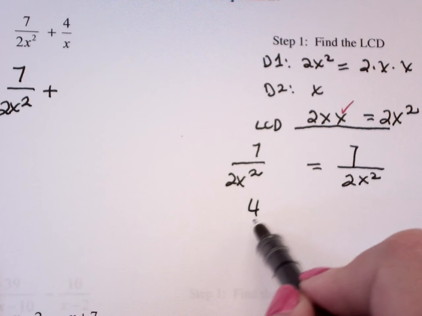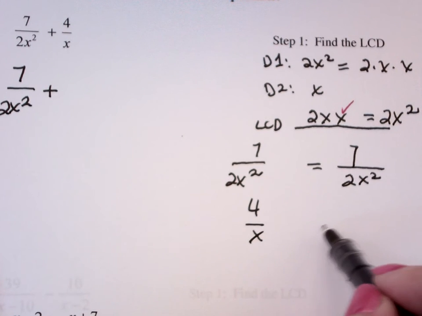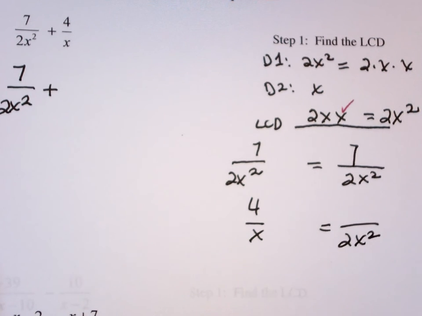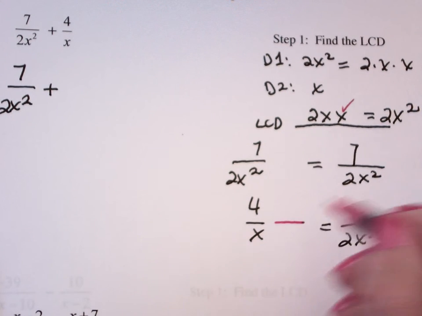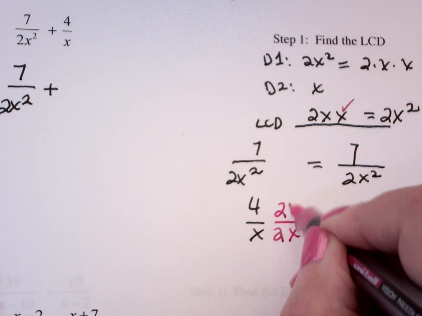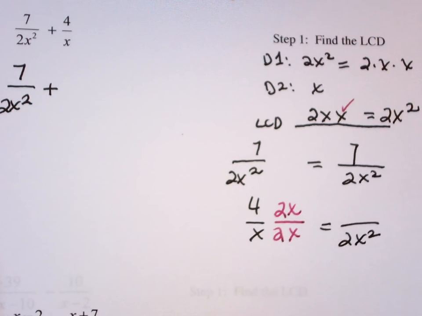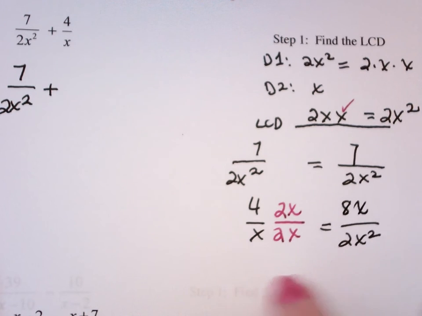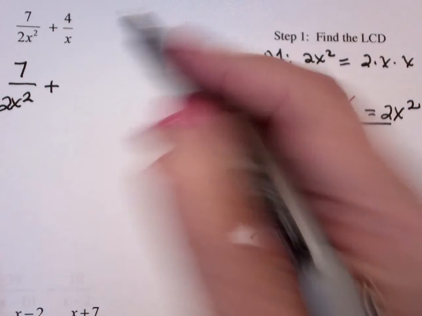Then I need to take 4 over x, and I need to turn 4 over x into a denominator of 2x squared. Well, in order to do that, I need a 2, which it doesn't have, and I need a second x. But what I do to the denominator, I must do to the numerator of the fraction. So this becomes 8x over 2x squared.